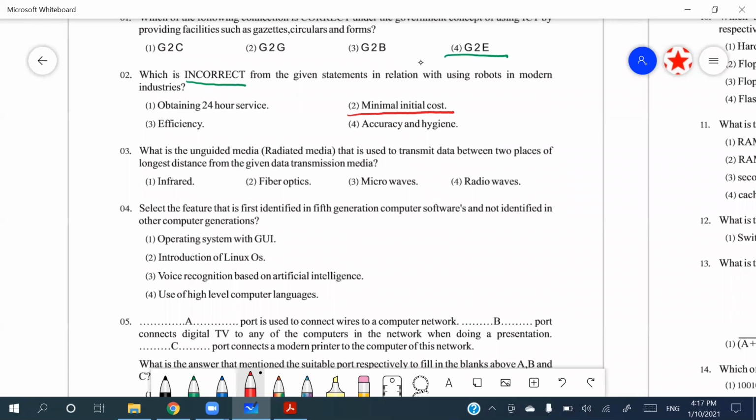In the third one, it is asking what the unguided media is. Radiated media, in brackets, that is used to transmit data between two places of longest distance from the given data transmission media. So like fiber optics is directly, just a second. I have to go with my headset. I think I have to go with that.